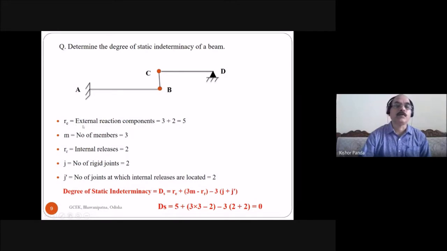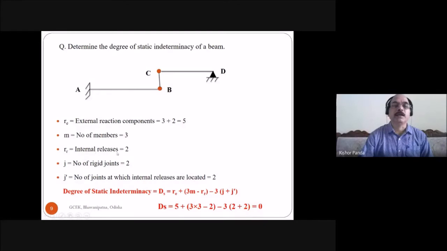First you find out the external reaction component. Due to the fixed support, the external reaction component is 3, and this is a hinge support, so the external reaction component is 2. 3 plus 2 is equal to 5. The total external reaction component is equal to 5. Then the number of members. How many members are here? AB, BC, and CD. 3 members you have to take.